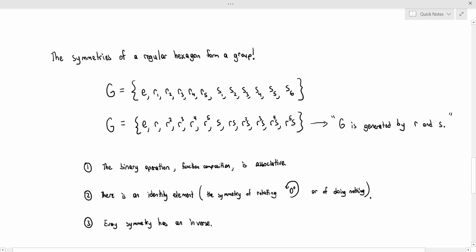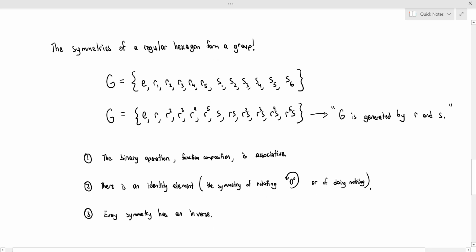Okay. All right, but as I said, the symmetries of a regular hexagon form a group, okay? So if I list all the symmetries that we talked about, the rotational symmetries, followed by the reflectional symmetries, all of them form a group with the binary operation of just applying one after the other, or function composition.